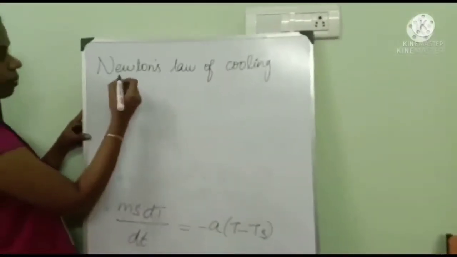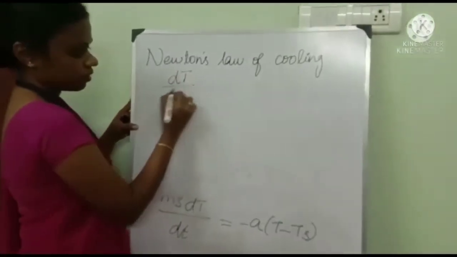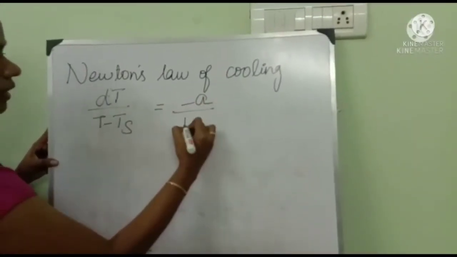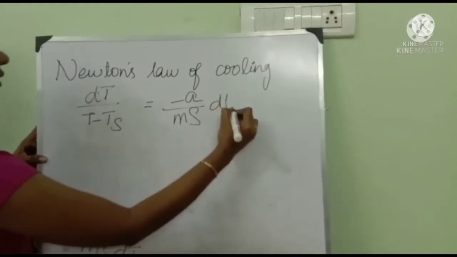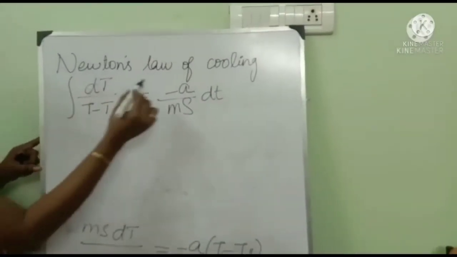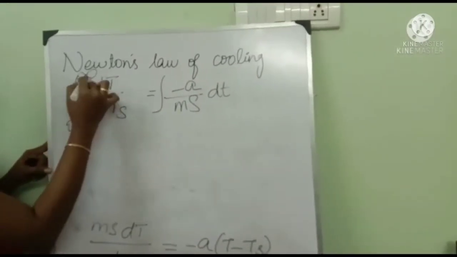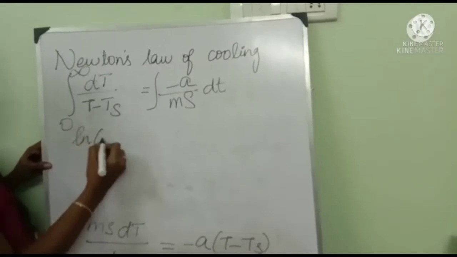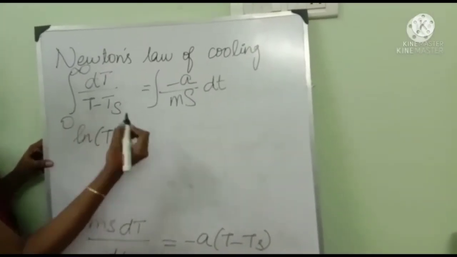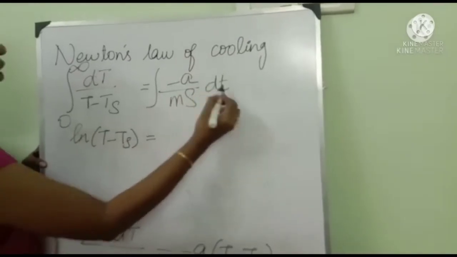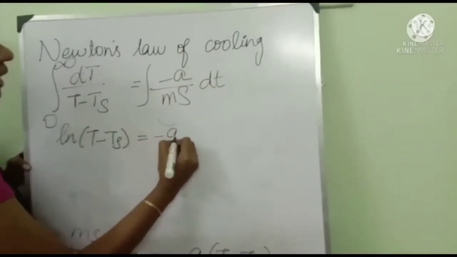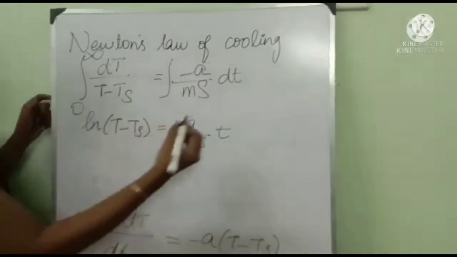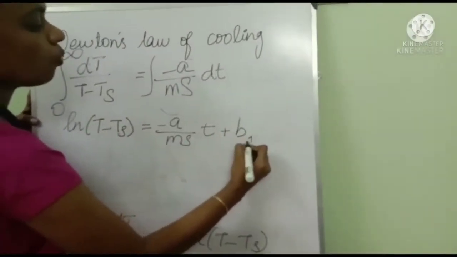What we will get? dT by (T minus Ts) equal to minus A by ms dt, right? Integrating on both the sides from 0 to infinity. So, 1 by (T minus Ts) will become ln (T minus Ts) equal to an integral of dt. This term is constant, so minus A by ms, integral of dt is T, and the integration constant is B1.